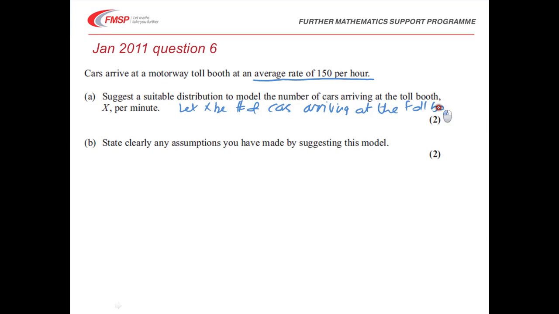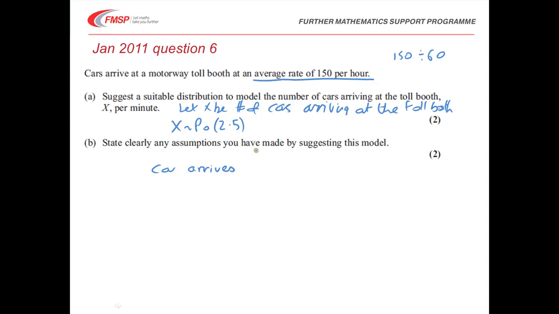So we've just established that it's going to be Poisson, so x is Poisson, and per minute we're looking for now. So if it's per hour, we need to divide it by 60 to work out per minute. So you've just got to be really careful with this. We're then asked to state the assumptions. Now there are 3, and you've got to be very careful with the language. The whole question is about cars arriving, so that is key. So cars arrive, need that statement.